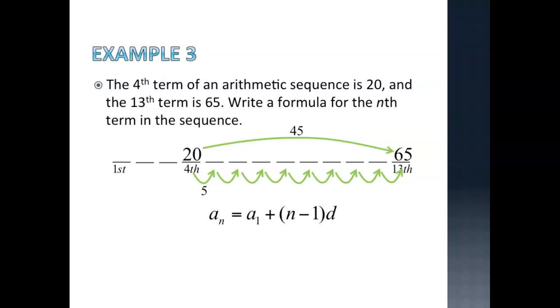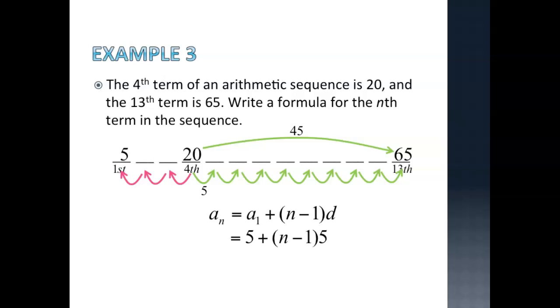In the same way, we can work backwards now and say, well, if we're adding 5 to get to the next term, we can subtract off 5 in order to get the term before it, right? So we can do that 3 times. So 20 minus 5 is 15, minus 5 is 10, minus 5 is 5. Okay, so now we have the first term is 5. The difference D is 5. So now we can plug those numbers in.